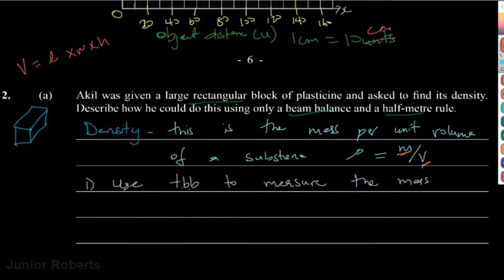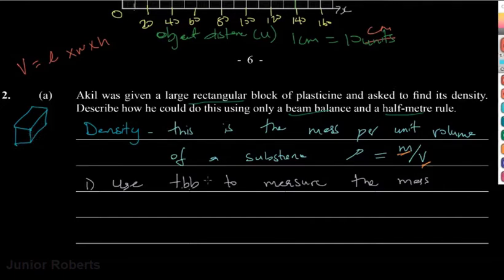Length, that is correct. So we use a half-meter rule to measure length, right? So therefore, we can take our half-meter rule and measure the length, the width, and the height of this object, right? So we can use our half-meter rule to measure the length, the width, and the height.